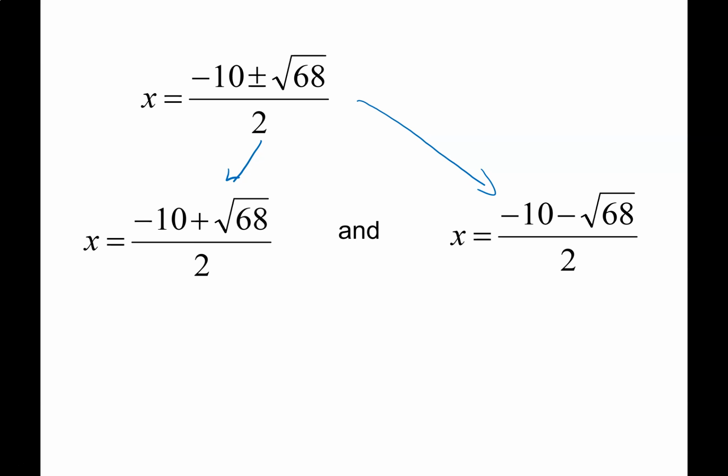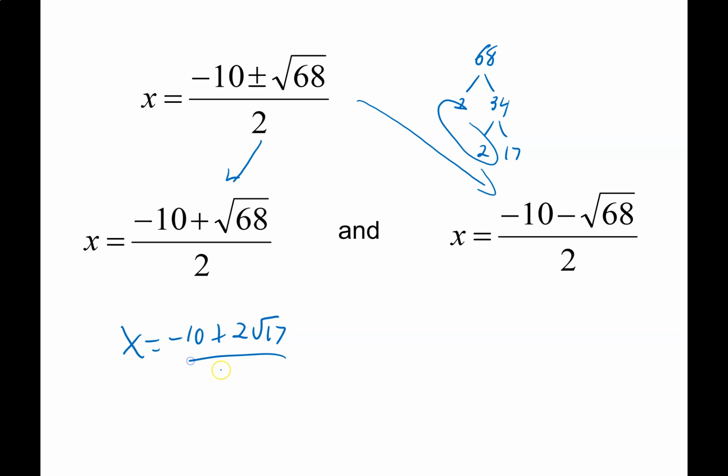I'm going to go one step further. I can actually break down that square root of 68. That's 2 and 34, 2 and 17. So the pair comes out. So technically I could write this as negative 10 plus 2 root 17 over 2 and negative 10 minus 2 root 17 over 2.